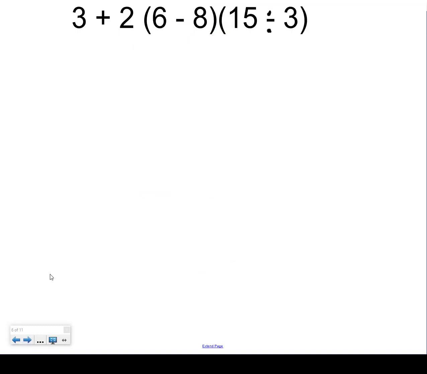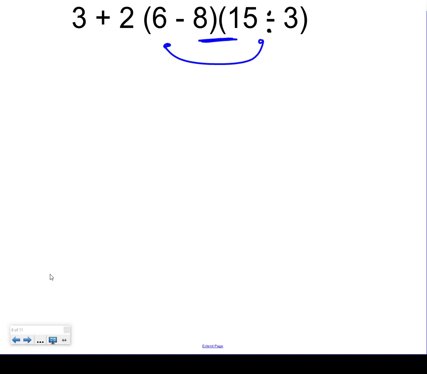All right, let's try some more challenging ones. We got a lot happening here, right? First of all, I'm going to talk through what I see. I see an addition problem here. I see that there is no symbol between the 2 and those parentheses, so 2 is going to get multiplied times whatever the answer is that comes out of this parenthesis. I also see that there are no symbols between these parentheses, meaning the answer that comes from here and the answer that comes from here will also be multiplied together.